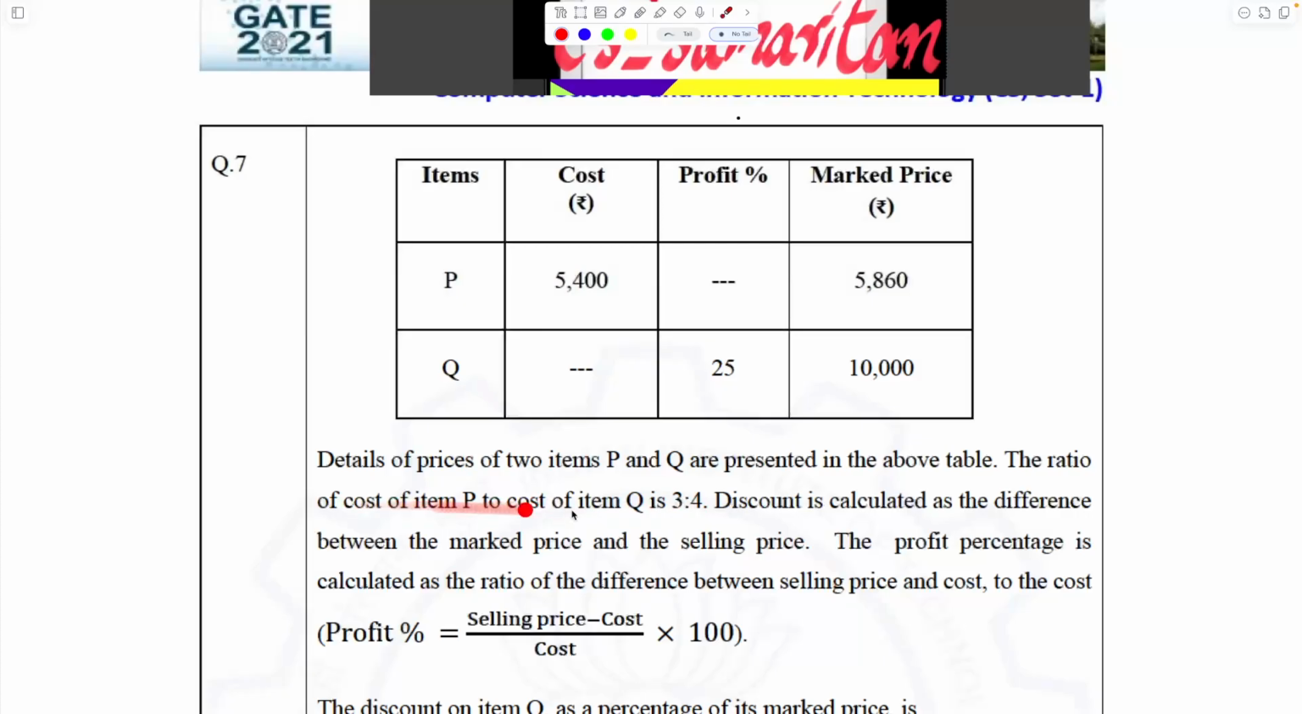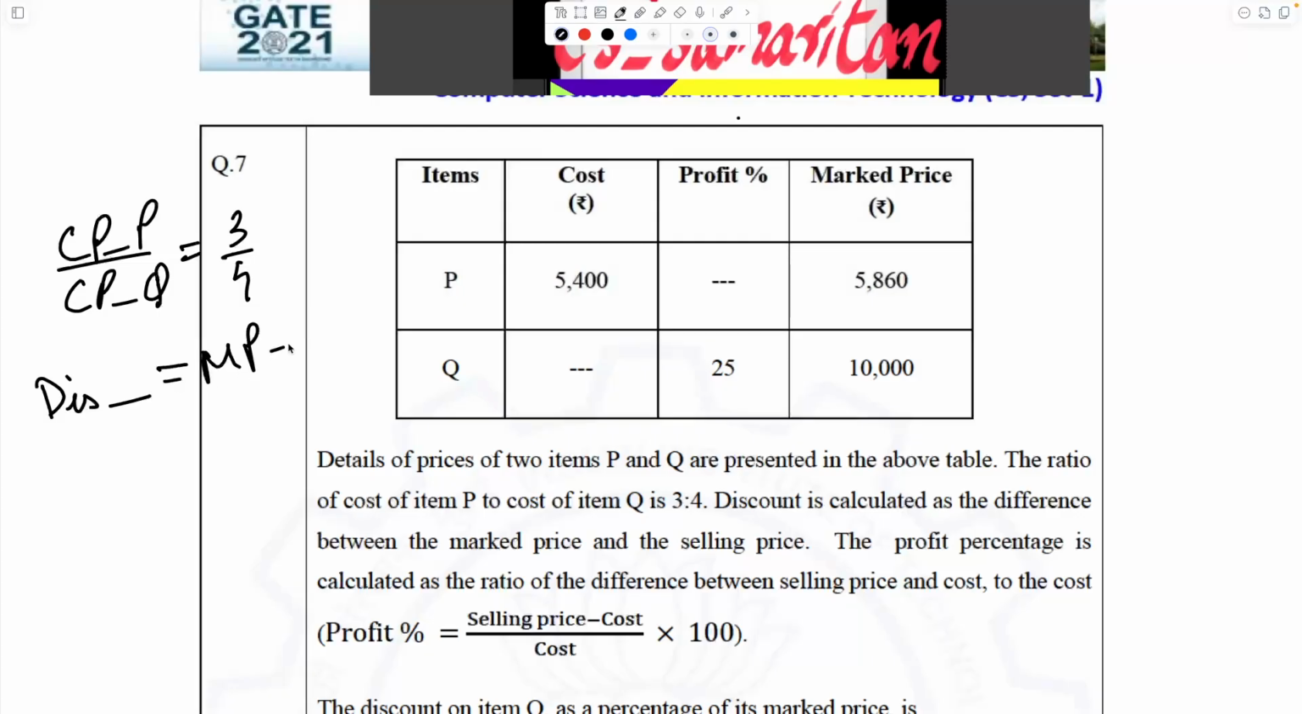This is one piece of information that we are given. Let's write it down. So we know that the cost price of P divided by the cost price of Q is equal to 3/4. One piece of information. The discount is calculated as the difference between the market price and the selling price. This is a definition of discount that they have provided. That part we can very easily see: market price minus your selling price is equal to your discount.